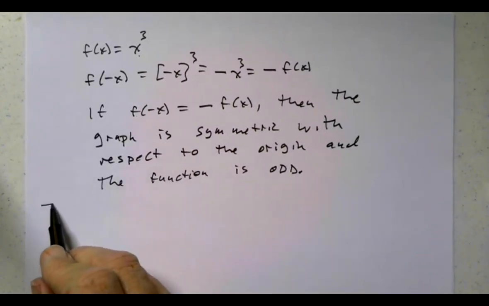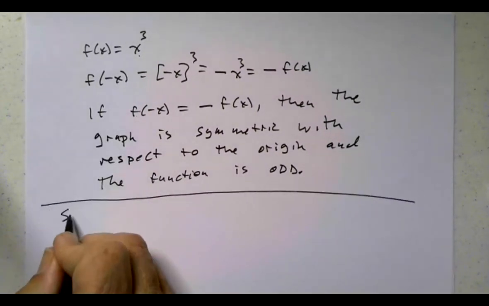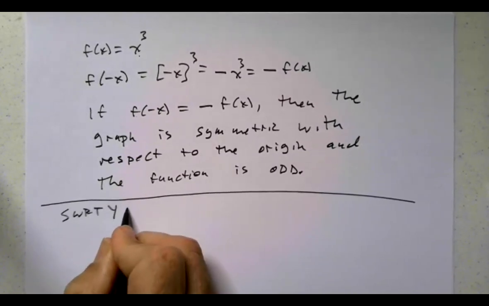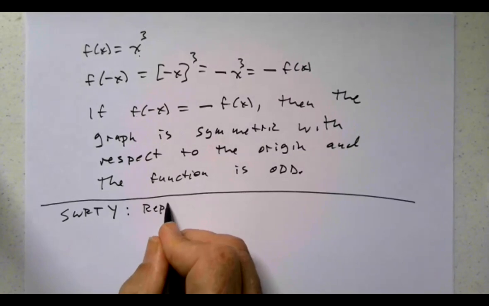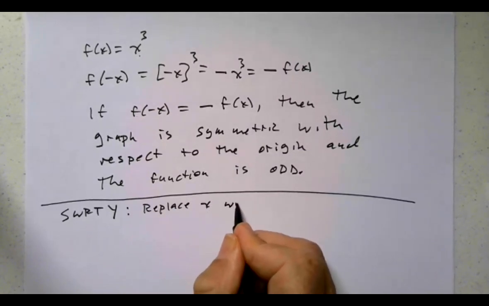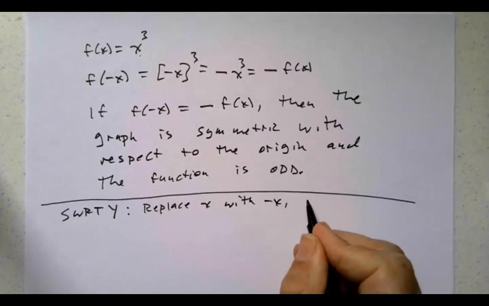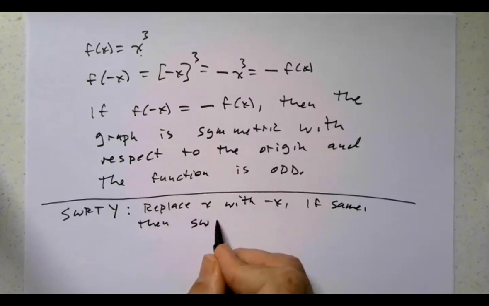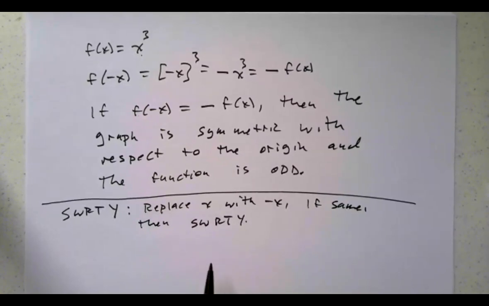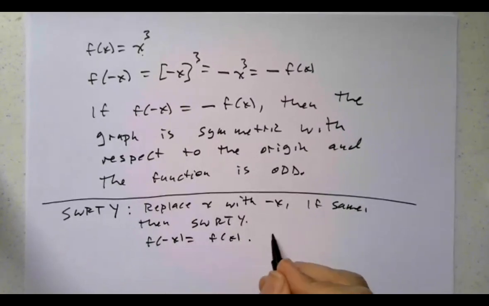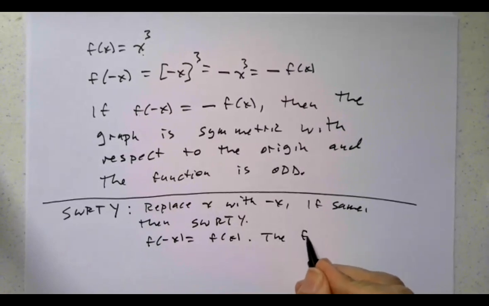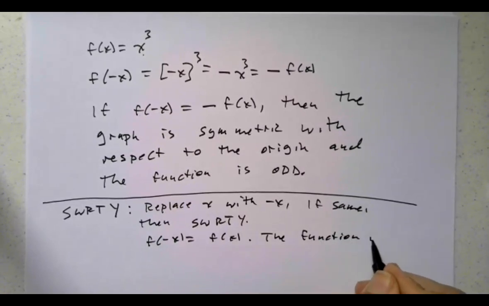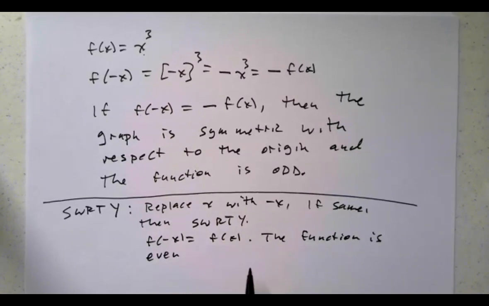So there were 3 topics we looked at in this lesson. Symmetric with respect to the y-axis. How did we do that? Replace x with negative x. If same, then it's symmetric with respect to the y-axis. In the case of a function, f of negative x equals f of x. The function is even. And the graph is symmetric with respect to the y-axis.